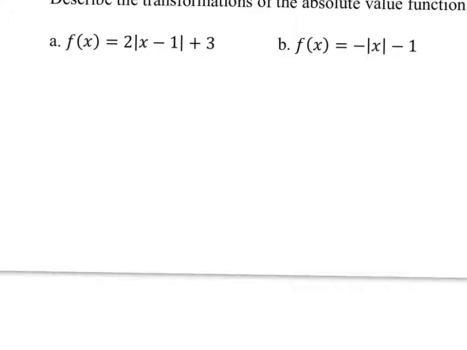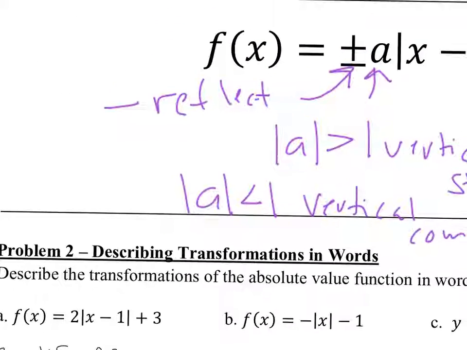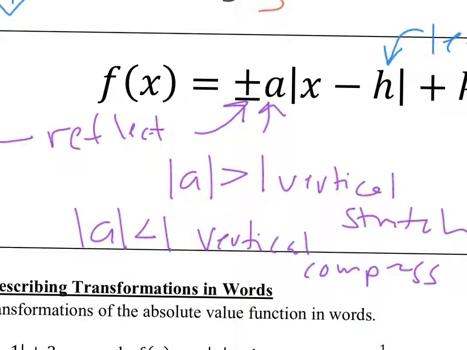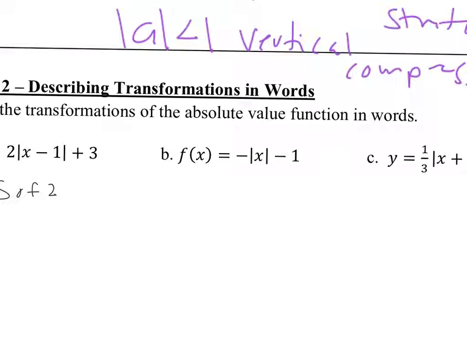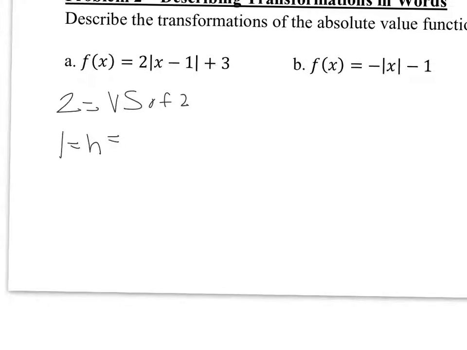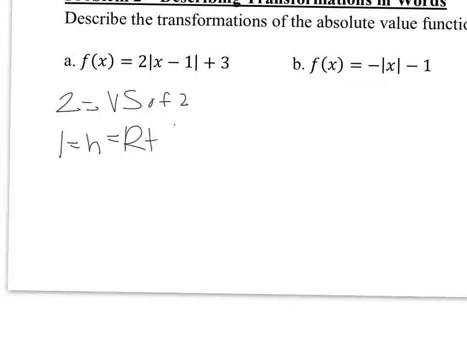However, I see this 2 right here. That's going to be a vertical stretch of 2. I see my 1. That's going to be equal to my h. Since it's a negative, so if I look back at this original, this says a negative right here. So with a negative, that means it's actually moving to the right. So whenever you see a negative, it's moving to the right. So my h is going to move to the right 1.